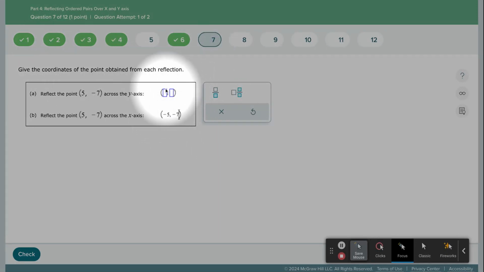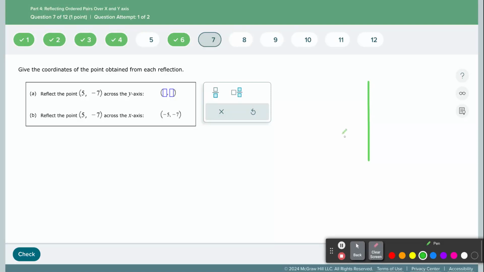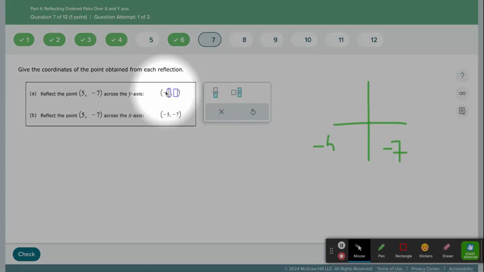And the first one, do you remember what that was? I don't remember. That's how fast my brain goes. Okay. So if I have a +5, -7, and I want to go across the y-axis, I would end up, oh, is that what I just did? Yeah, okay. So if I go across the y-axis, I would end up with -5, -7. So that's where that goes. Silly little Lauren. Okay, here we go.